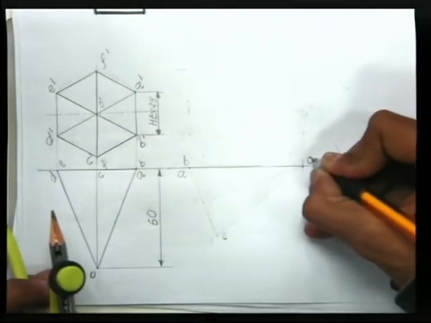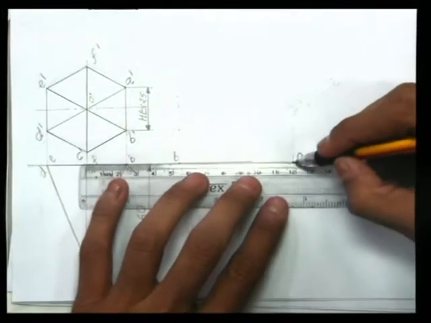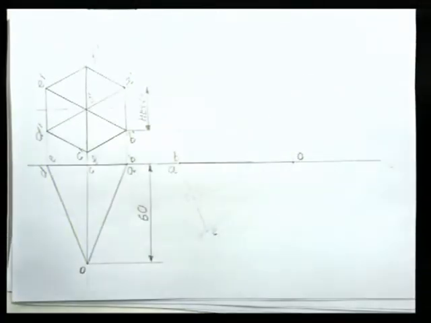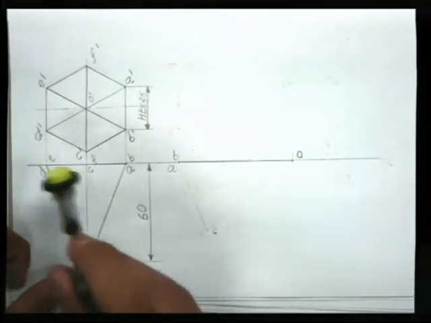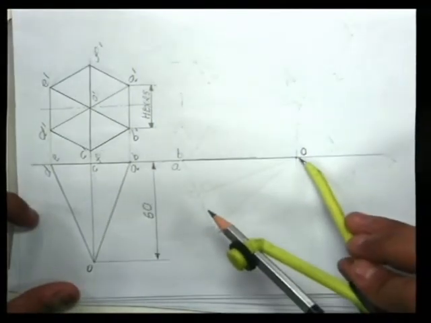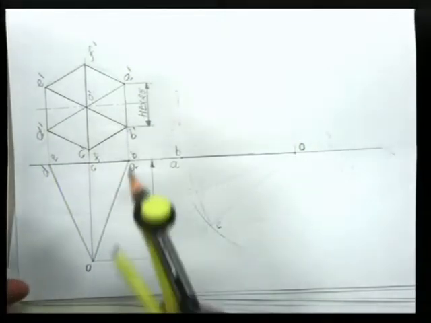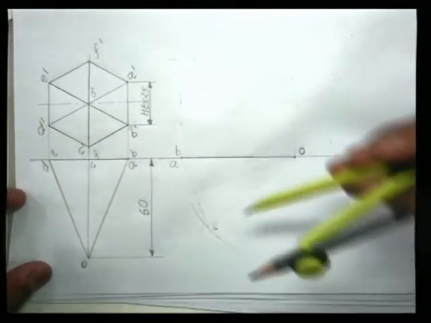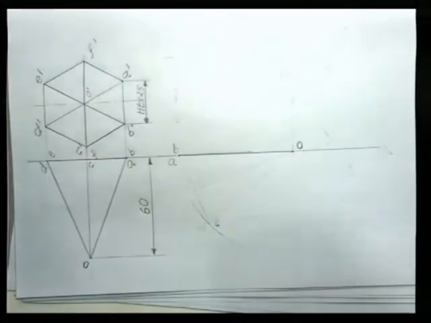So now we have identified OA in front view or OB in top view. Now to identify all the rest of the points, let me measure this distance OD. Take O as a center and draw an arc on this side like this, and with A to D as a radius, A as a center, draw an arc, and both these arcs will cut at one point.